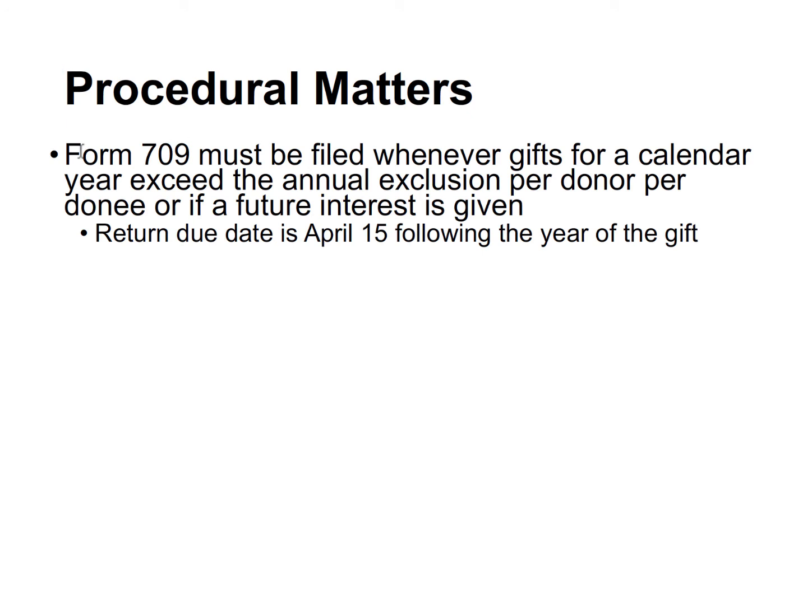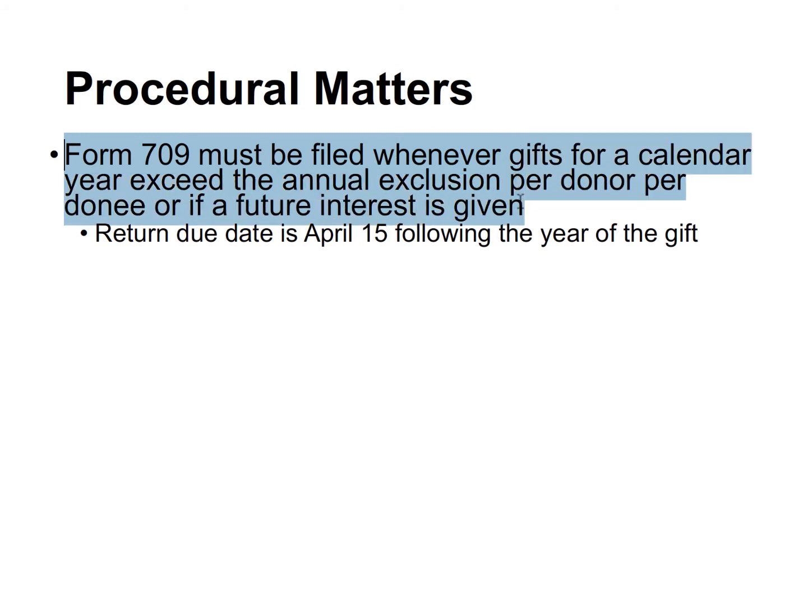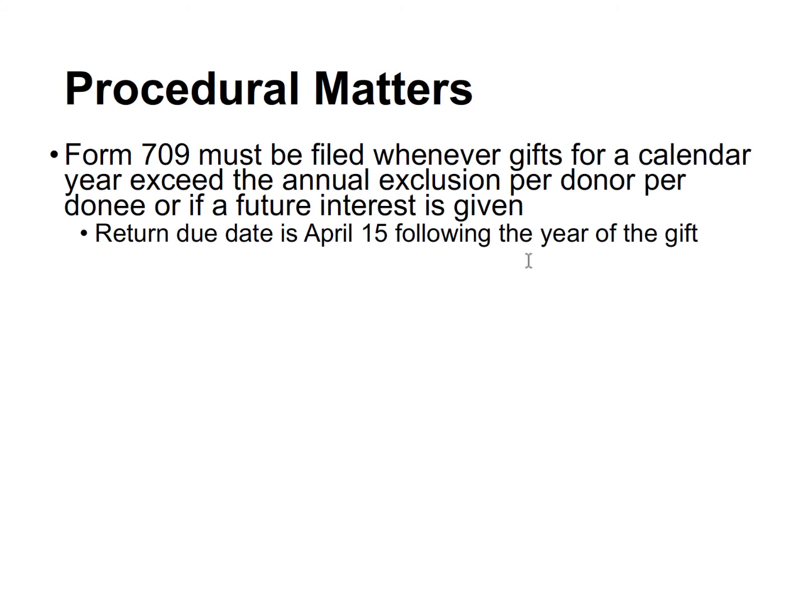So again, Form 709 is what we use for the gift tax. It must be filed whenever gifts for a calendar year exceed the annual exclusion per donor or per donee, or if a future interest is given. So if the annual exclusion amount for that donor giving to that respective donee goes over that amount, you have to file a 709.